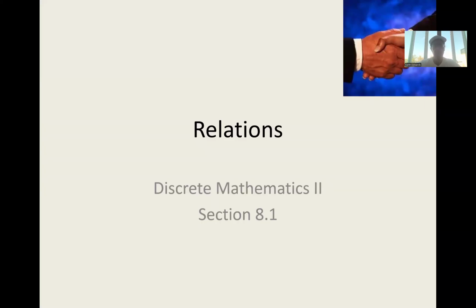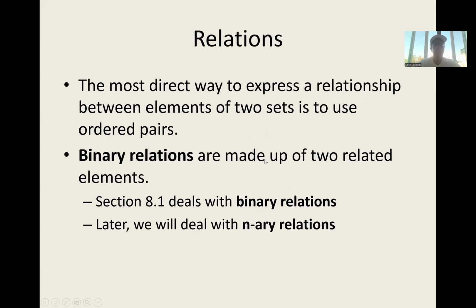Okay, so today we're going to talk about relations. This is section 8.1 in the sixth edition of the textbook. The most direct way to express a relationship between elements of two sets is to use ordered pairs. Binary relations are relations that are made up of two related elements. So section 8.1 is going to deal with binary relations, and then later on we're going to extend that to relations of size n, or n-ary relations.